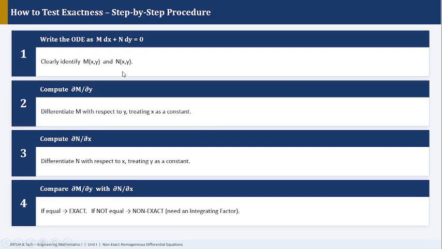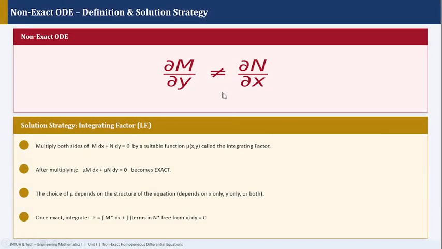So how to test the exactness? We start with the given ODE M dx plus N dy equal to 0, and identify capital M and capital N. Step 2, compute the partial derivative of M with respect to y. Step 3, compute the partial derivative of capital N with respect to x. Compare step 2 and step 3. If both are equal, then it is exact. If not equal, then it is called a non-exact equation, right? If the partial derivatives ∂M/∂y and ∂N/∂x are not equal, then it is a non-exact equation.